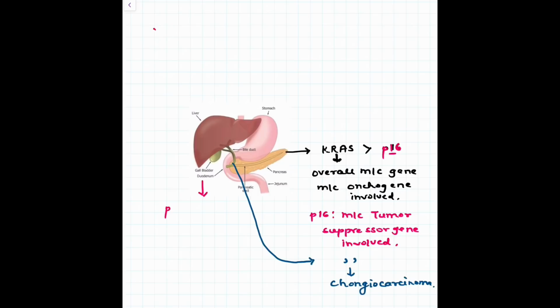Third is CA gallbladder. In CA gallbladder, P53 comes first, followed by KRAS. So overall the most common mutated gene is P53, the most common tumor suppressor gene is P53, and for the most common oncogene, now KRAS will come as the answer.